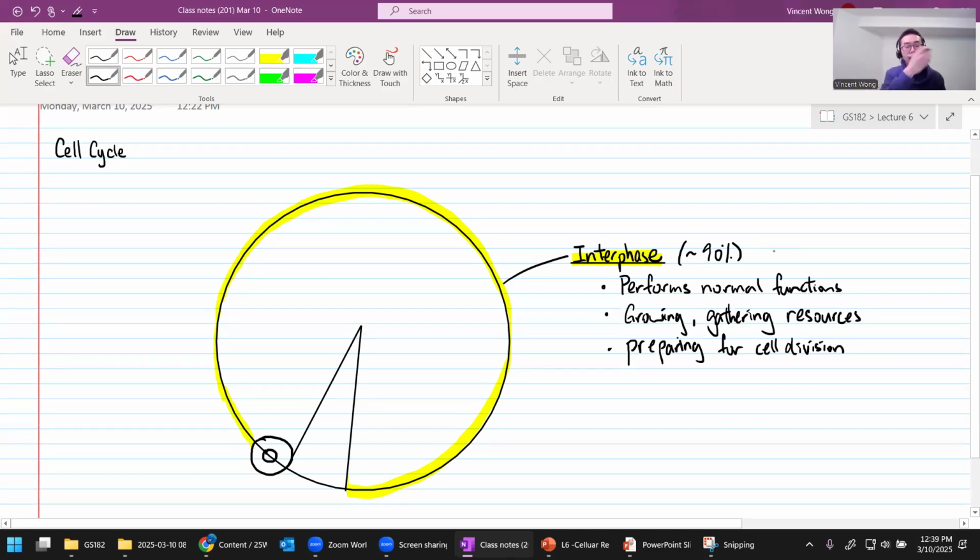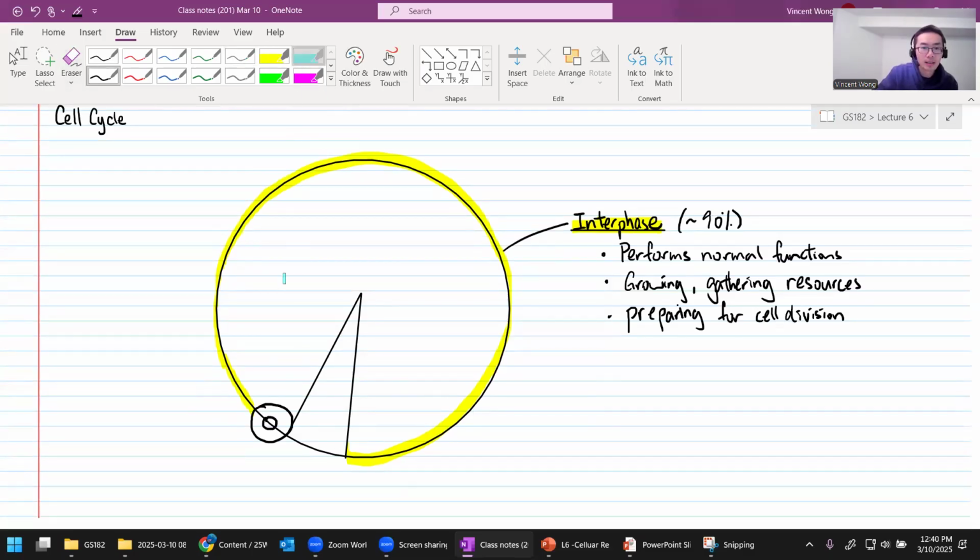Now, how long is it gonna take this whole cycle? It depends on the kind of cell. Some cells divide pretty rapidly, like your skin cell, they get replaced every couple of weeks. Other cells take longer time to divide. Some cells don't divide at all, right? Like your brain cells, they don't divide. Your heart cells, they don't divide. So it depends.